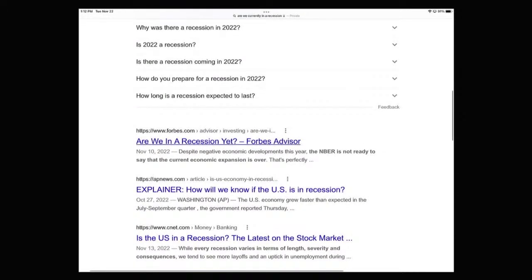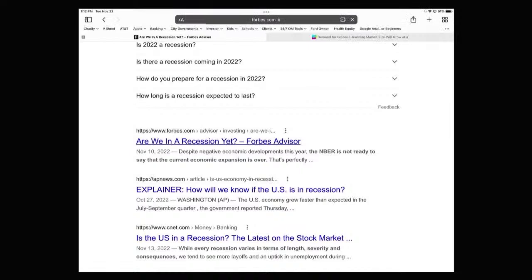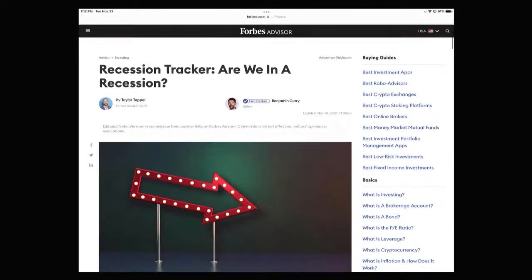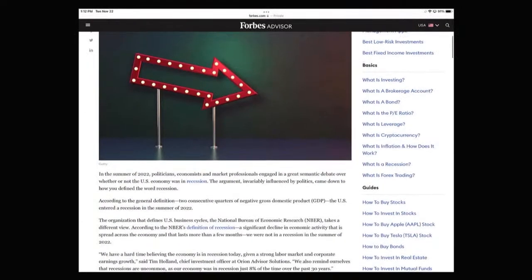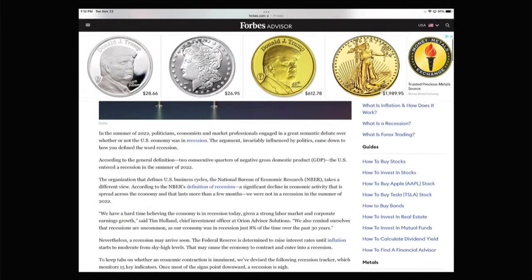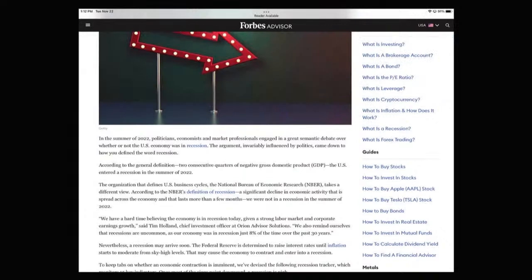Forbes. Let's look at Forbes. What does Forbes say? We'll go to the actual article. Forbes is pretty credible, guys, right? They're pretty credible here. So in the summer of 2022, politicians, economists, and market professionals engaged in a great cinematic debate over whether or not the U.S. economy was in a recession. The argument, invariably influenced by politics, came down to how you define the word recession.